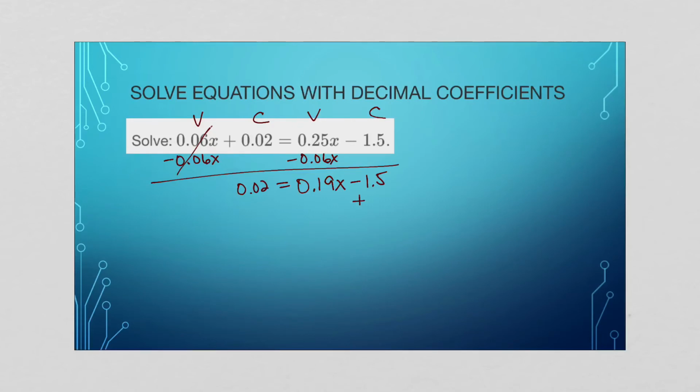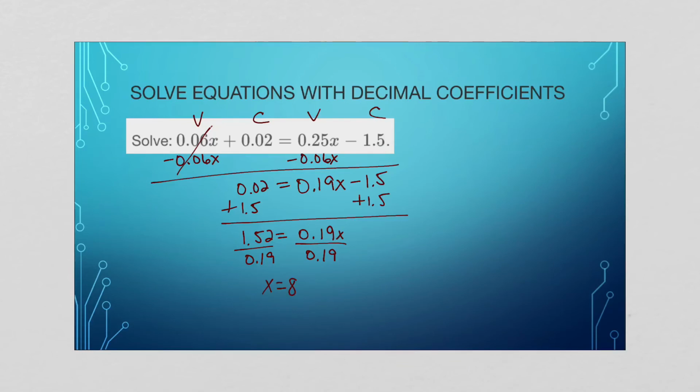And now I would add 1.5 to both sides. So I get 1.52 is equal to 0.19x. Divide both sides by 0.19. And I get 8.